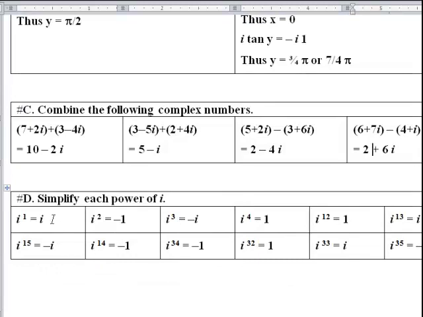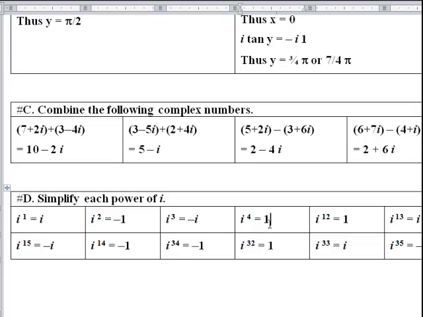Okay. Simplify each power of i. i to the first power is simply i. i squared, as the square root of negative 1 squared, I come up with negative 1. Then i cubed, well, that's i squared times i. So negative 1 times i is negative i. And i to the fourth power, well, that's i squared again. So negative 1 times negative 1 is 1.